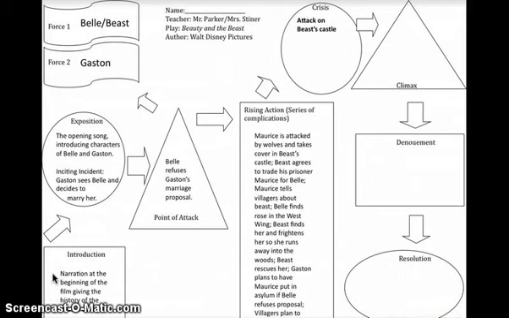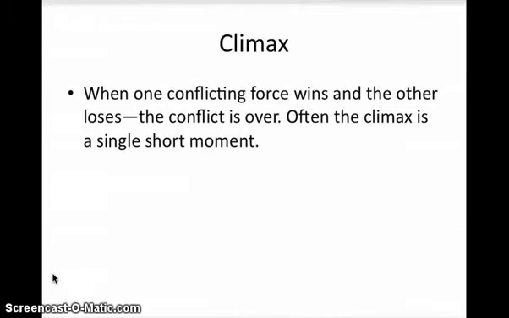So the crisis is the attack on the castle, specifically when Gaston confronts the Beast. I think there might have been some other Disney movies spliced into that previous clip, so just ignore those. During the crisis, one conflicting force wins and the other loses. The conflict is over. This is called the climax.